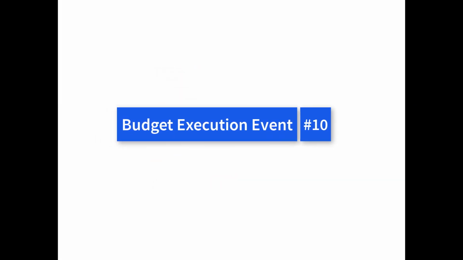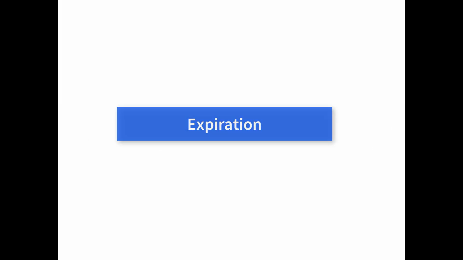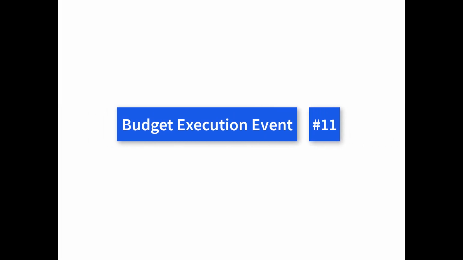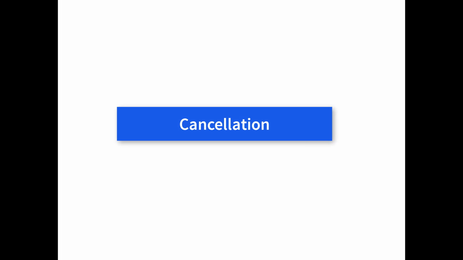Well, first of all, we need an event that stops the availability to obligate. We call this event expiration. Expiration is budget execution event number 10. The final, or 11th, budget execution event we will discuss is the cancellation. Let's set the stage a bit by looking at an annual appropriation, our most prevalent form of spending authority.